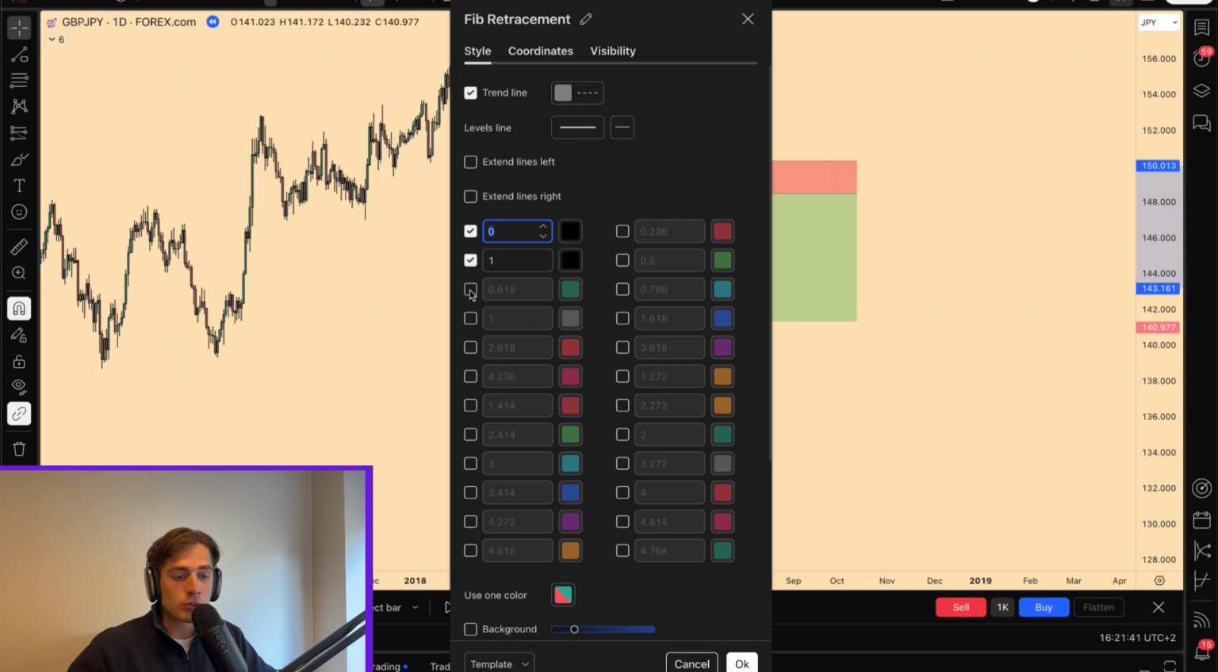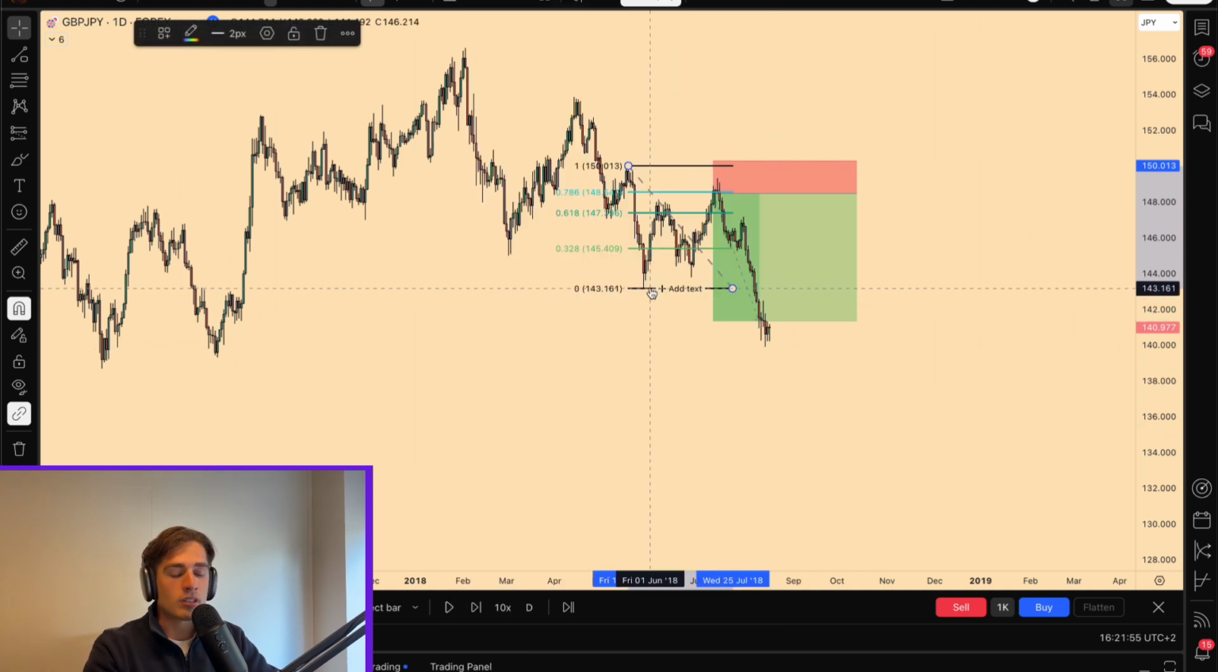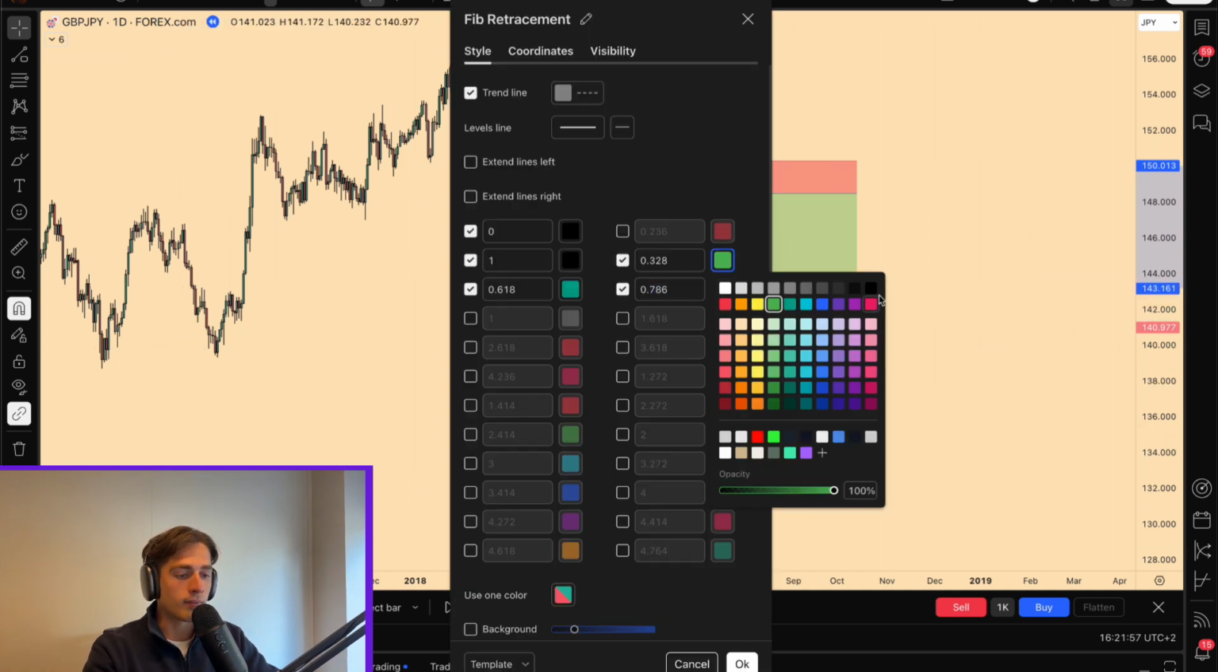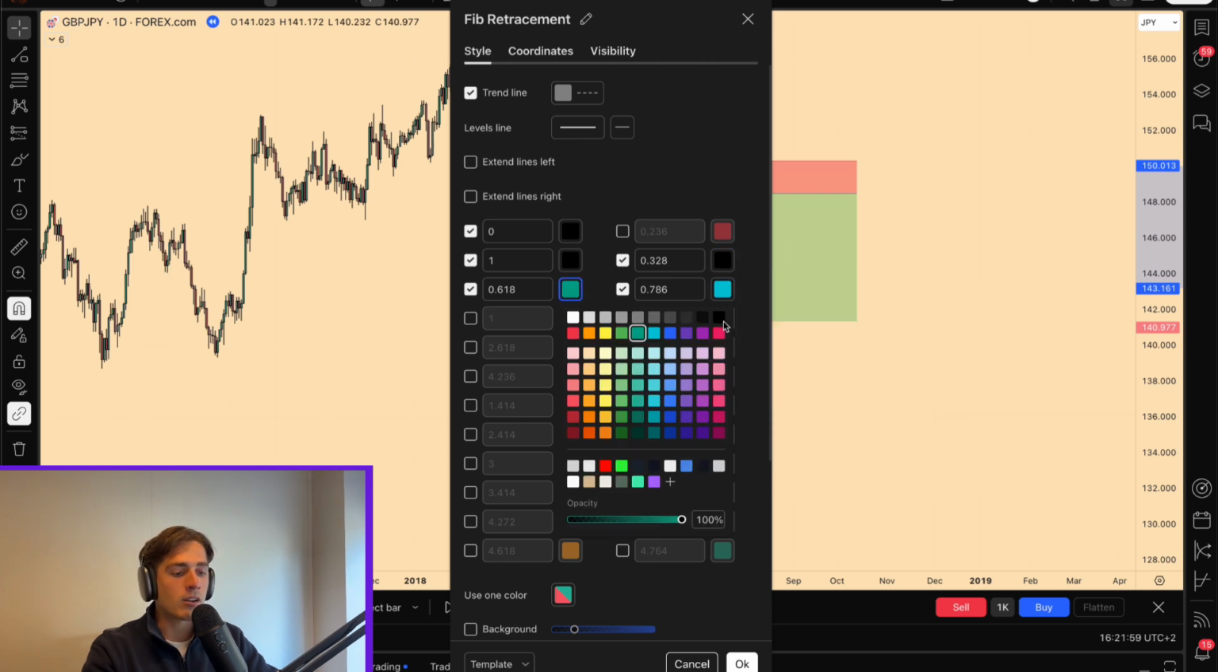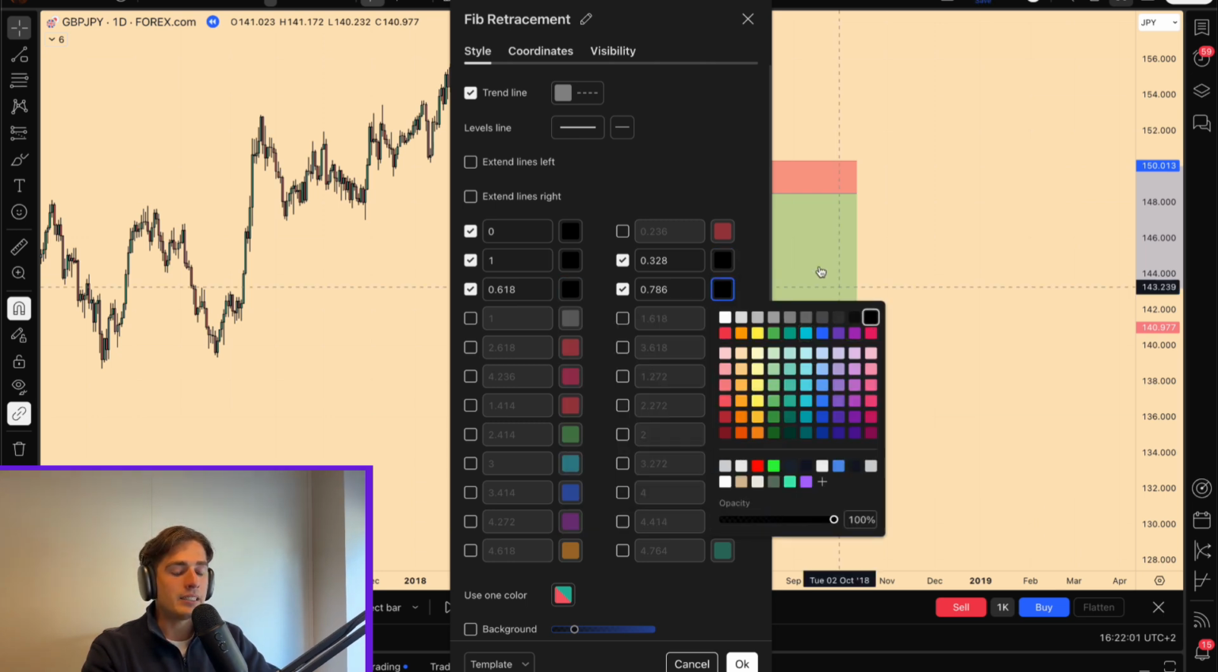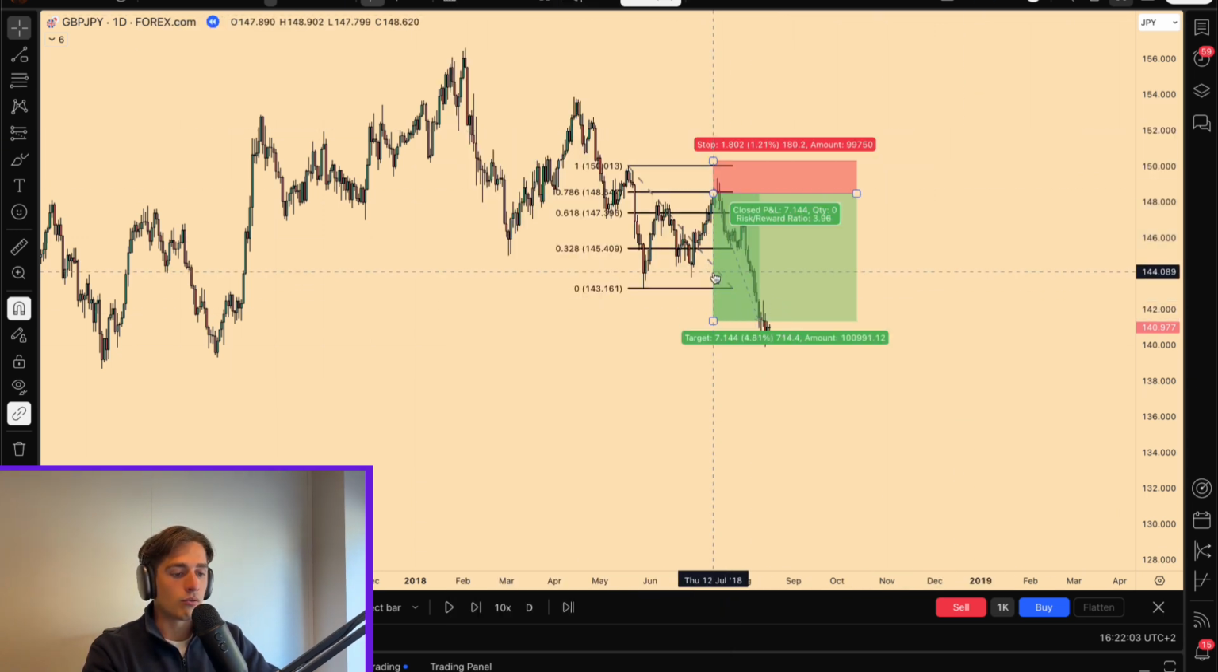Now the most important levels that you are going to need to take into account when trading with the Fibonacci retracement tool are the 0.618 and the 0.786 and the 0.328. So these are going to be the three most important levels that you're going to want to have drawn in on your chart. And again, what I'm going to do is I'm going to give them the black color because for me at least that is the easiest way to identify the overall fib levels.